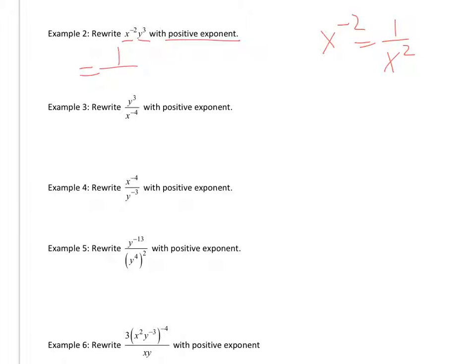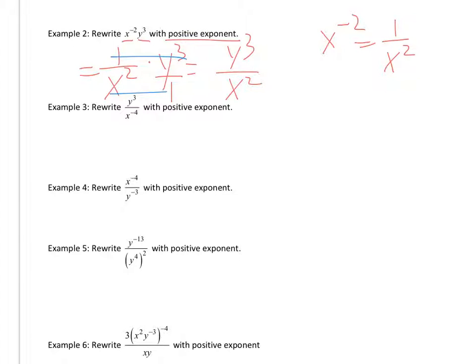So that's going to be 1 over x to the second times y to the third, which is y to the third over x squared as your final solution. Because y to the third can be written as y to the third over 1. When we multiply fractions, we multiply them straight across.